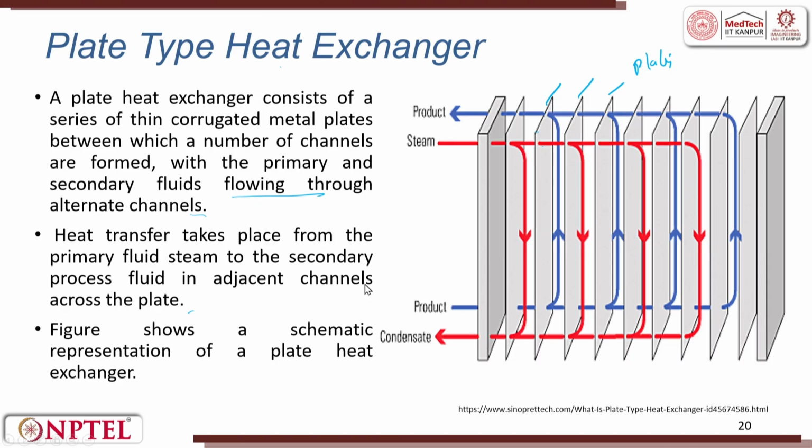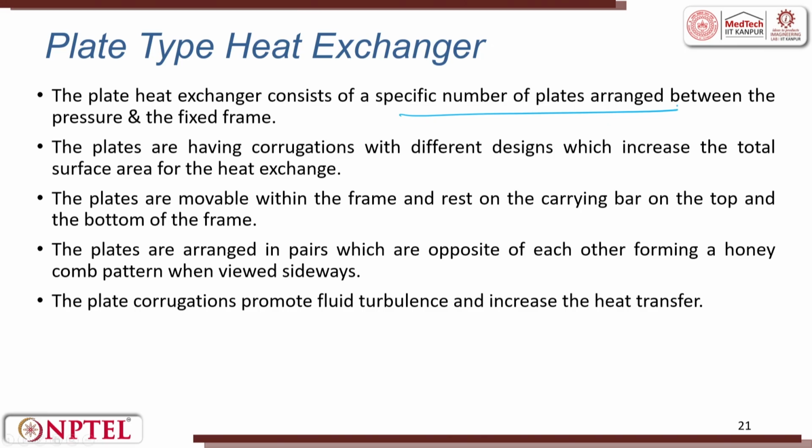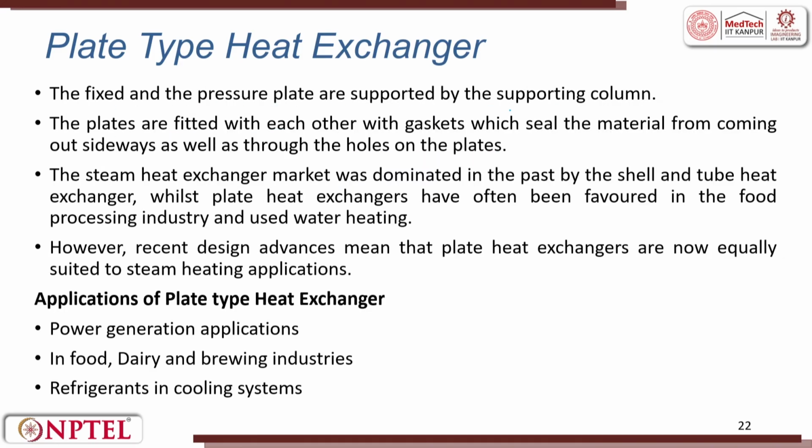The figure shows a schematic representation of the plate heat exchanger. It consists of a number of plates arranged between the pressure plate and the fixed frame. The plates have corrugation with different designs, which increases the total surface area of heat exchange. The plates can be static or movable, depending upon the arrangement, to get the benefits. The fixed and the pressure plates are supported by the supporting column. The plates are fitted with each other with gaskets, which seal the material from coming outside as well as through the holes of the plates.